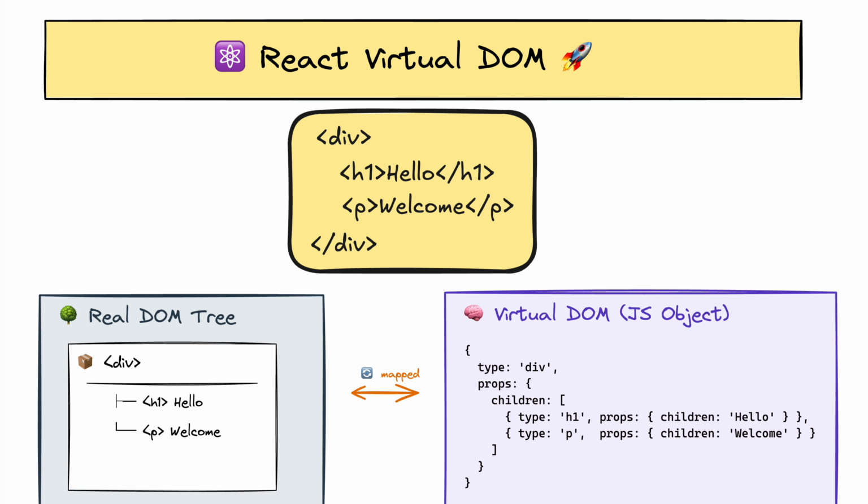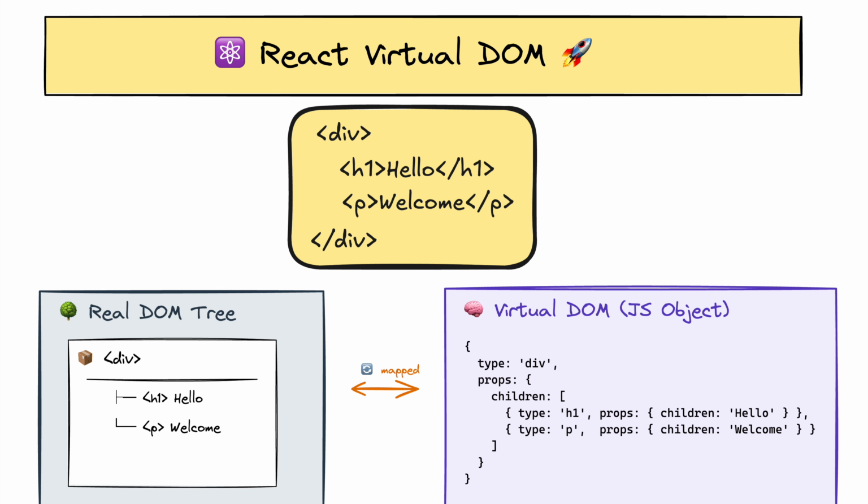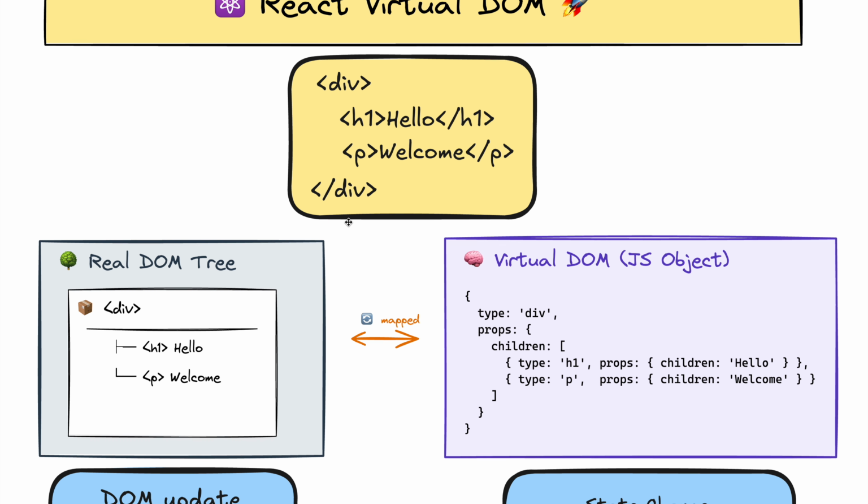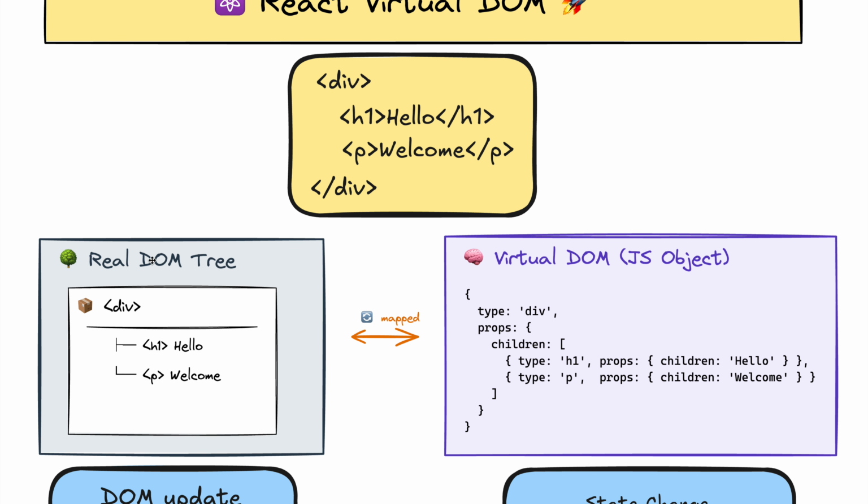So in a nutshell, DOM stands for the Document Object Model. When the browser receives the HTML, let's say that in this case the browser has received this HTML, the browser parses that HTML and builds the DOM tree based on it. The tags are mapped to the nodes in that DOM tree. For example, in this case, we have received three tags: div, h1, and p.